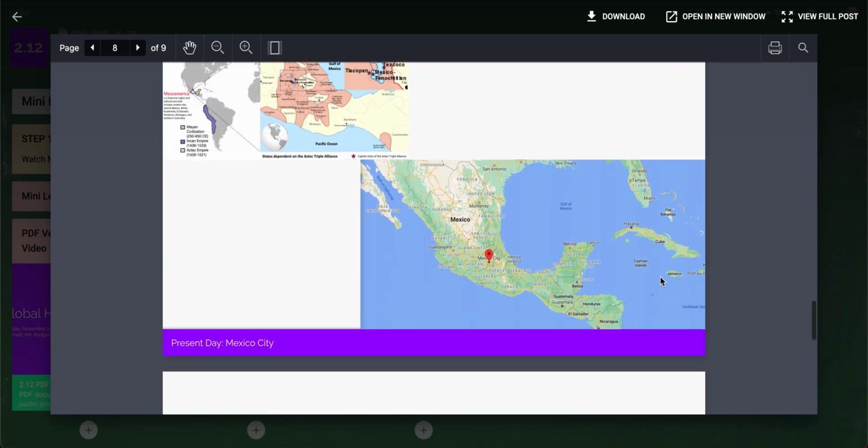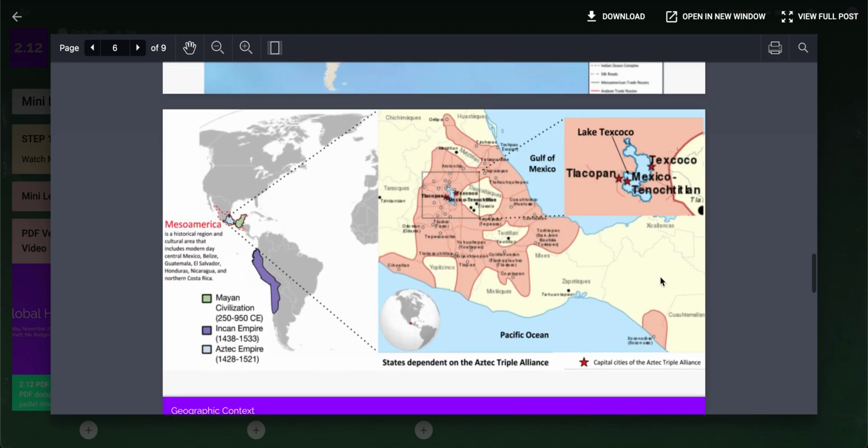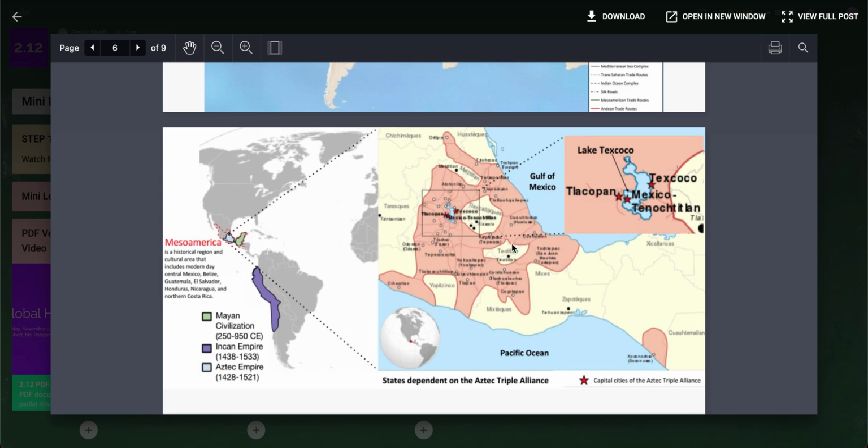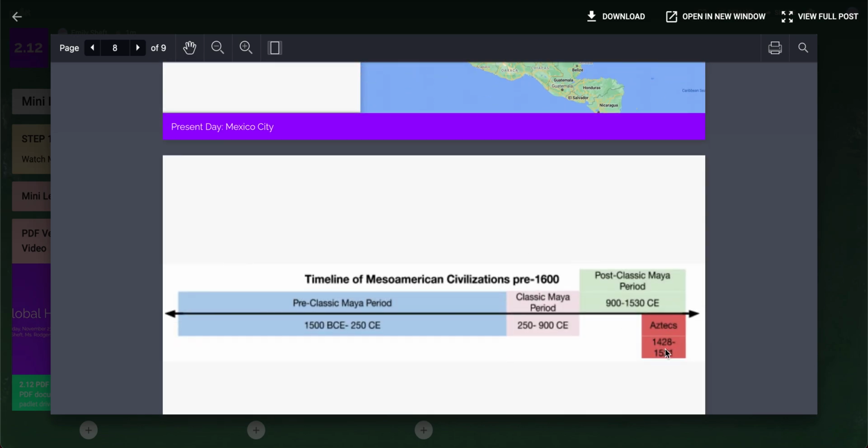So just something interesting. But I just want to go back to this map again for some more geographic context. We have Lake Texcoco, which again, the Aztecs lived on an island in Lake Texcoco. And then on the one side, there's the Gulf of Mexico, and on the other side, there is the Pacific Ocean. And the Aztecs had a pretty large area of land, but when we go to the timeline, we see that they only really existed for about 100 years, which is very different compared to the Maya.